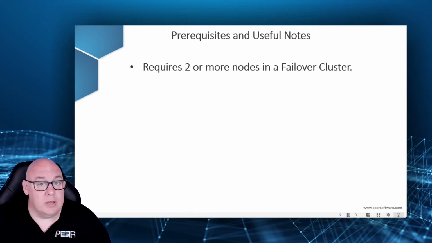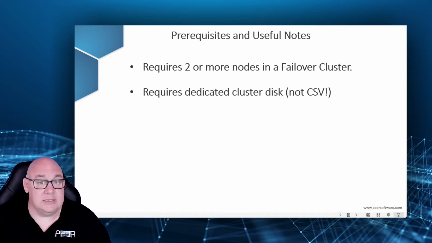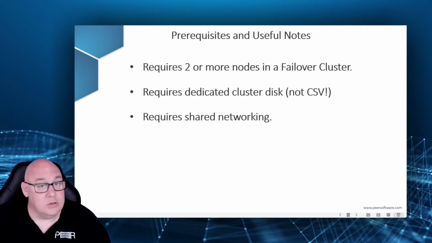This setup requires 2 or more Windows servers already configured and running as part of a Windows failover cluster. If you need help with that, there's a link in the description below showing how to set up a Windows cluster. At least one dedicated cluster disk is required for use with the Peer agent for storing configurations and logs. Shared networking should also be set up.